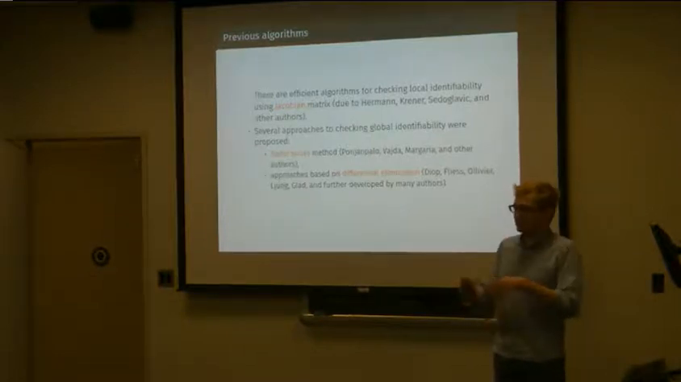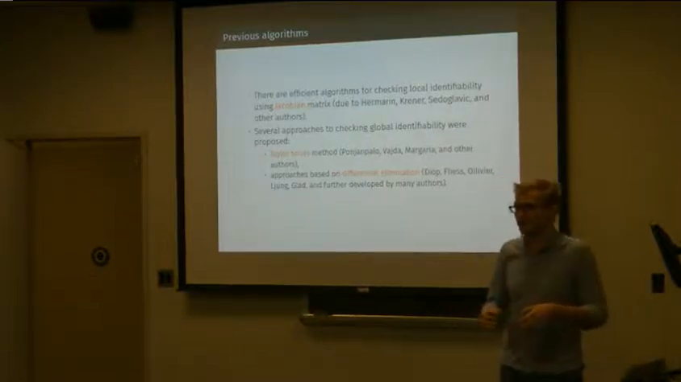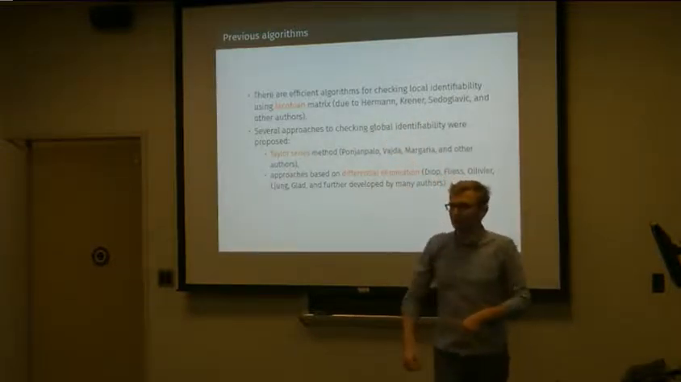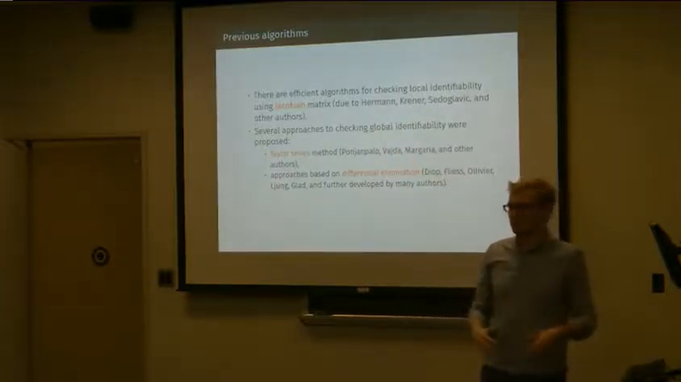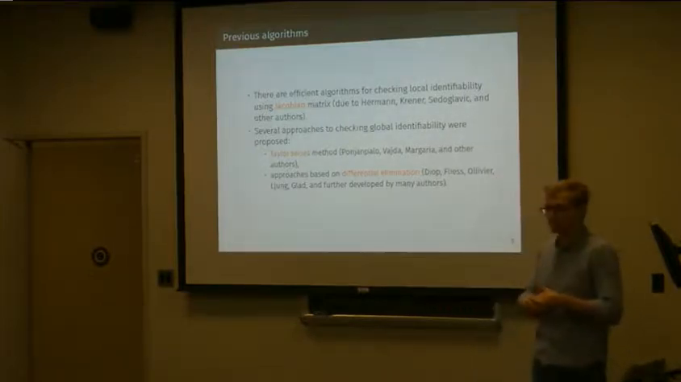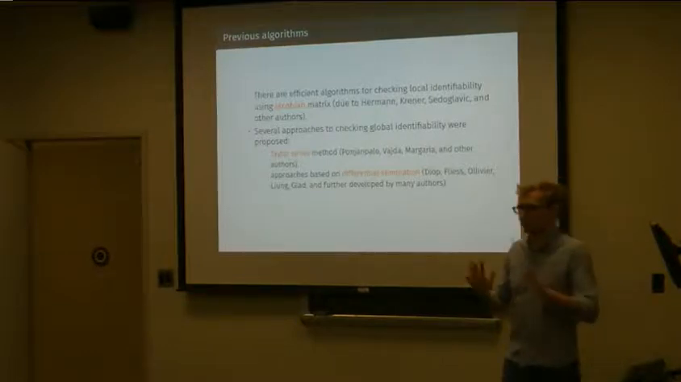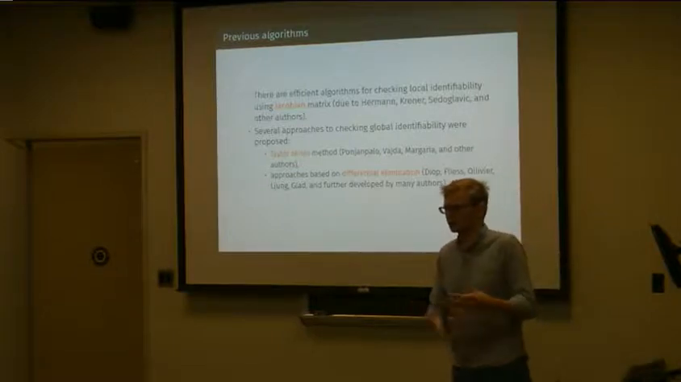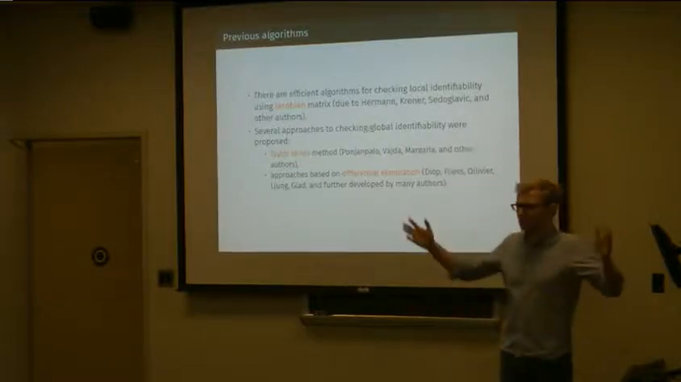There are fairly efficient algorithms based on computing the Jacobian matrix. They go back to the late 70s, to Hiram Kreiner, and later they were refined and implemented by Cedric Lavich and some other authors. I will not speak a lot about local identifiability because algorithmically this question is more or less solved, and this method of computation is quite cheap. It's just the implicit function theorem, so you can do it for large systems without much problem.